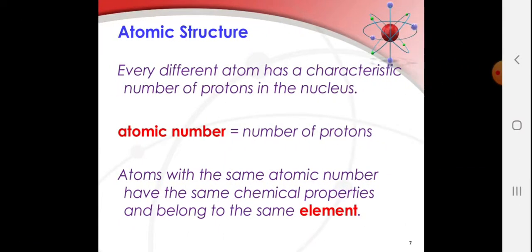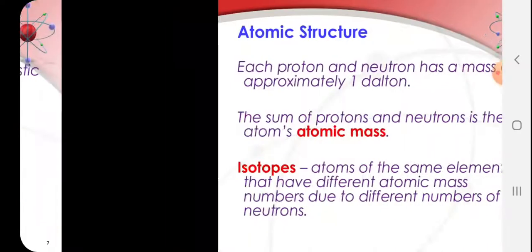Atomic structure. Every different atom has a characteristic number of protons in the nucleus. Atomic number. The number of protons is equal to the atomic number, or sometimes the number of electrons is also called the atomic number. Atoms with the same atomic number have the same chemical properties and they belong to the same element.